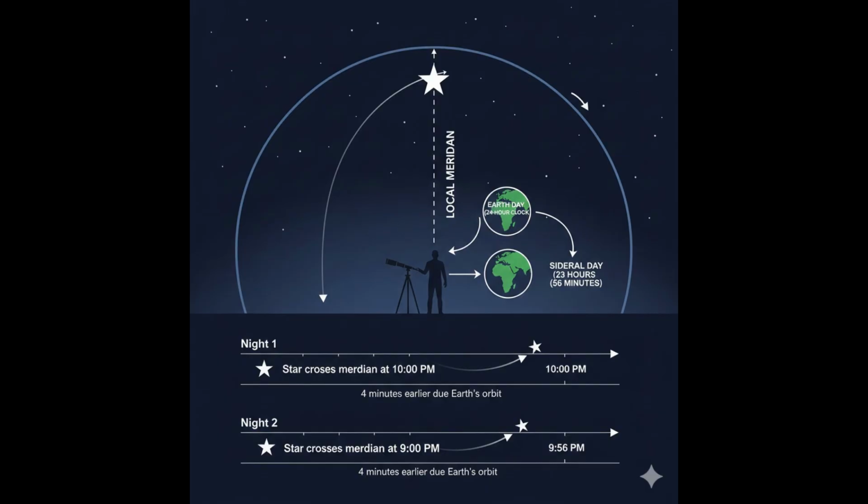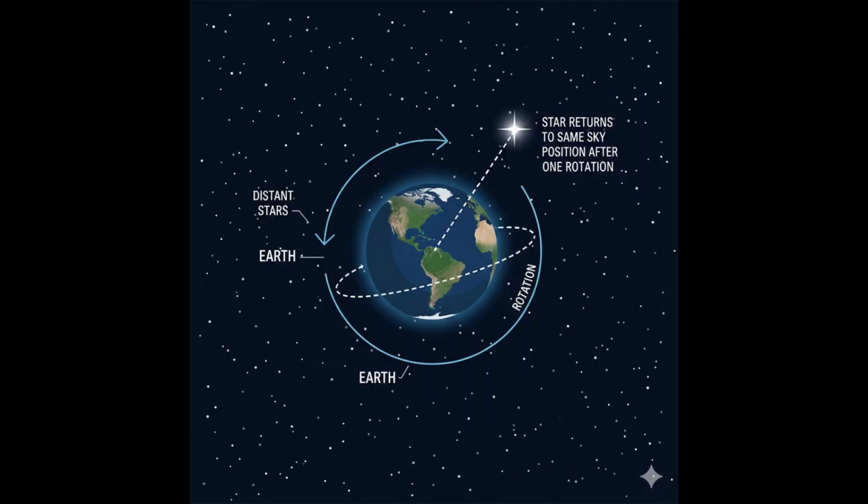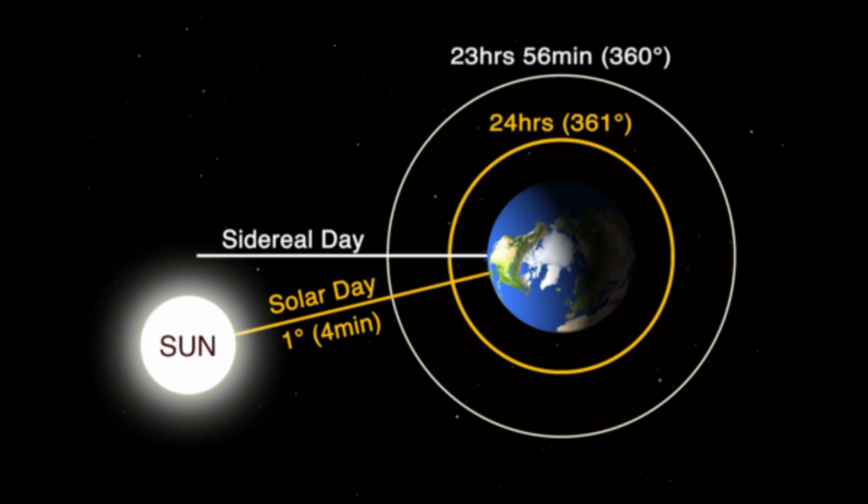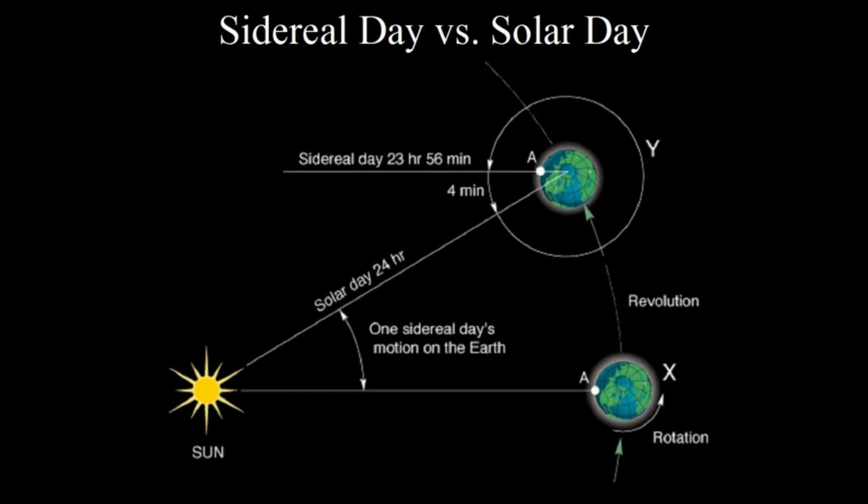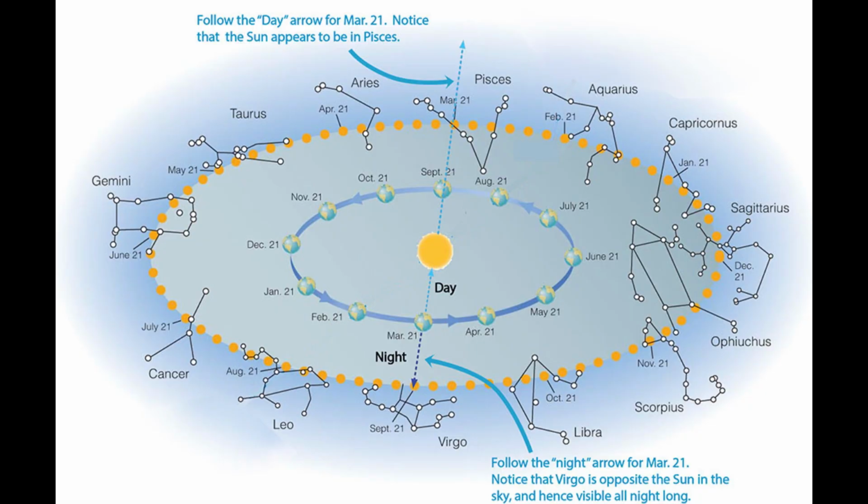The time between two successive transits of a star is the duration of a day measured by the stars. It is the length of time it takes for the Earth to rotate and bring the star back to the same position in the sky it occupied on the previous night. This is known as the sidereal day, which lasts just over 23 hours and 56 minutes. Since the sidereal day is shorter than 24 hours, the stars rise 4 minutes earlier every night according to our watches. This is why we observe different constellations in the night sky at different times of the year.